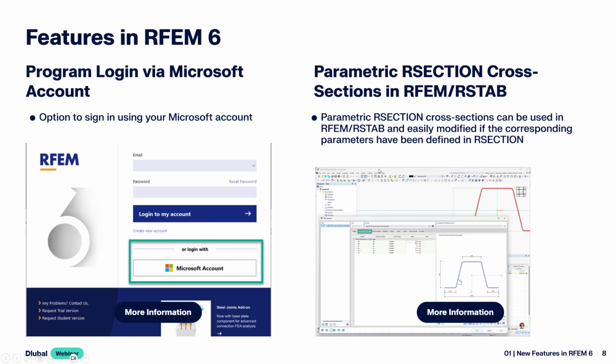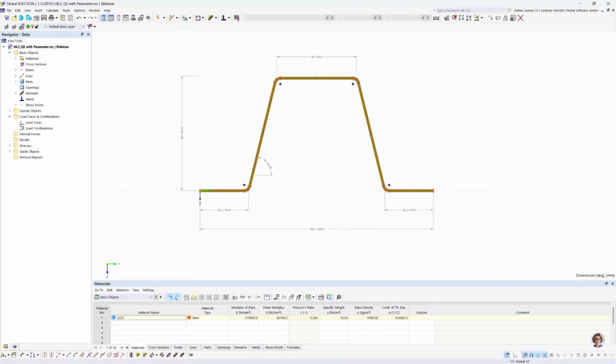Then parametric cross sections that you parameterized in our section can you use in RFEM 6 and RSTAB 9, that's clear. But the parameters can be changed directly in the main programs, RFEM and RSTAB. I would like to show that as well.